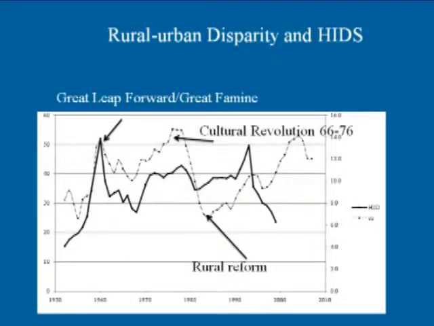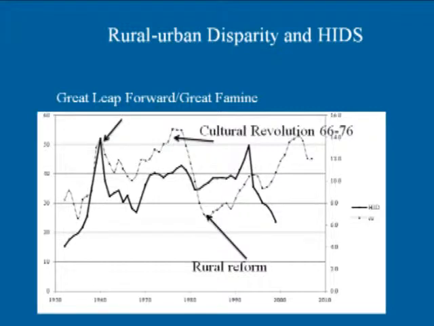If you look at the rural-urban disparity and the heavy industry development strategy indicator, you see they move rather closely until the rural reform period. The HIDS is the heavy industry development strategy. It is measured by the share of heavy industry gross output value in total industry gross output value. And this is the solid line.